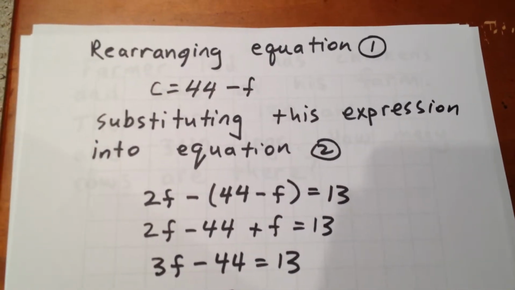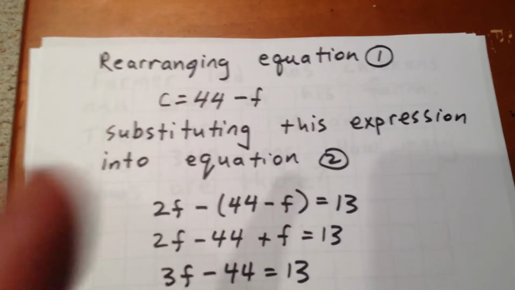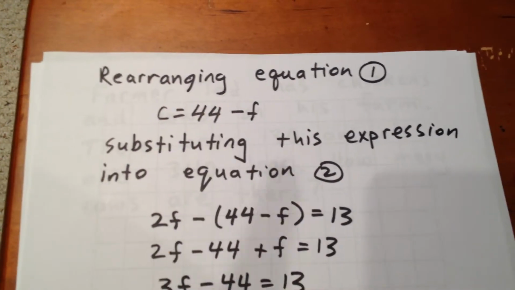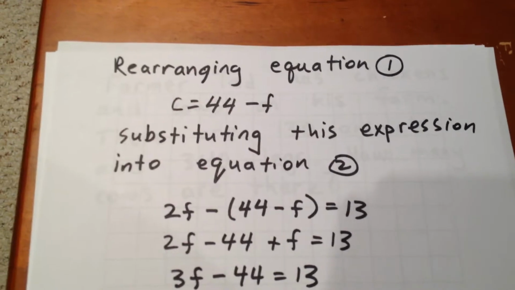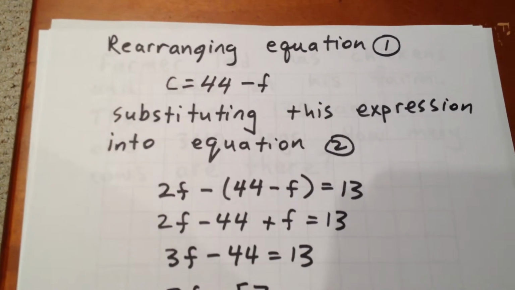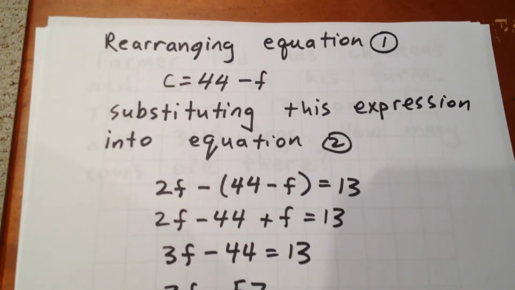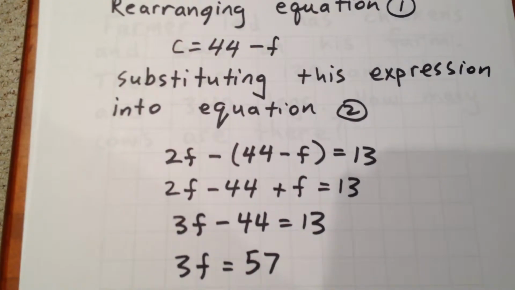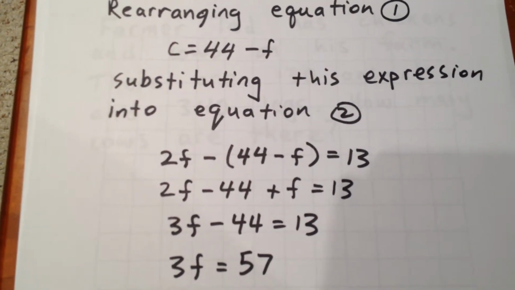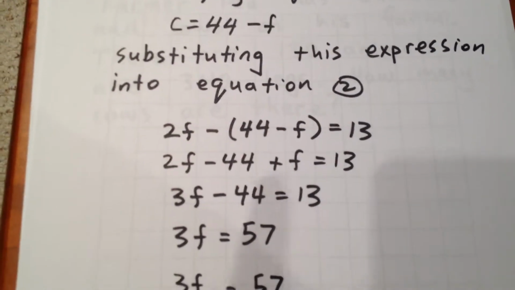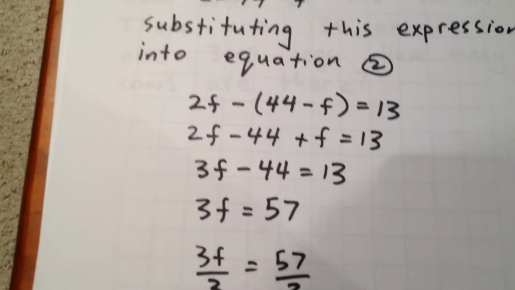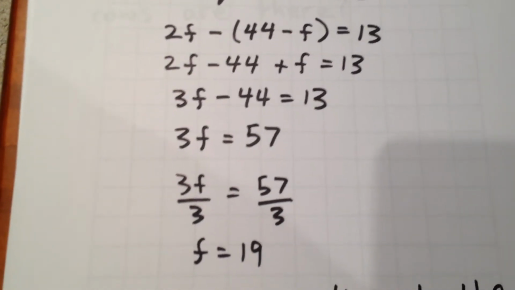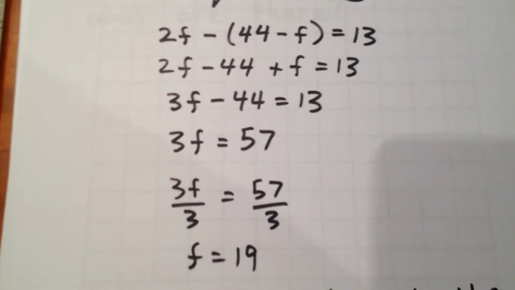Equation 2 said 2F minus C equals 13, so we sub in 44 minus F as a quantity into that equation. That gives us 2F minus 44 plus F equals 13 when we distribute the minus sign into the bracket. That means 3F minus 44 equals 13. Adding 44 to each side means 3F equals 57. Dividing each side by 3 means F ends up equaling 19.